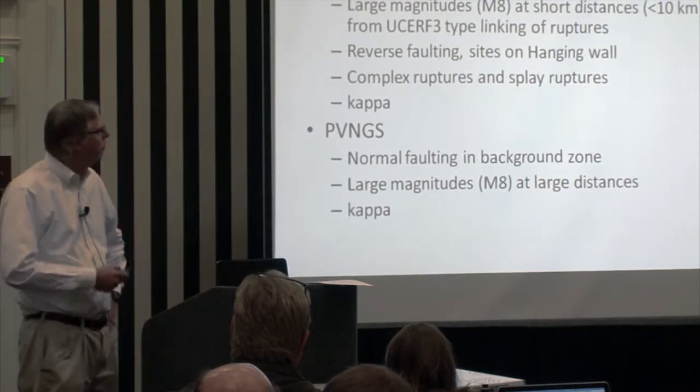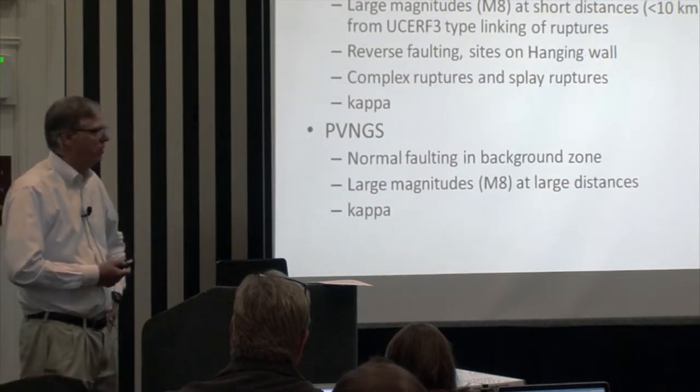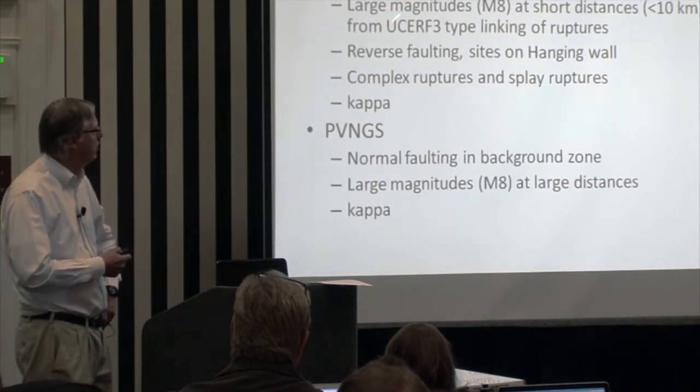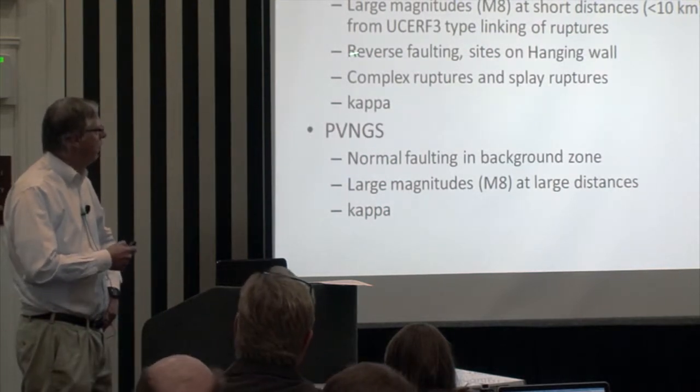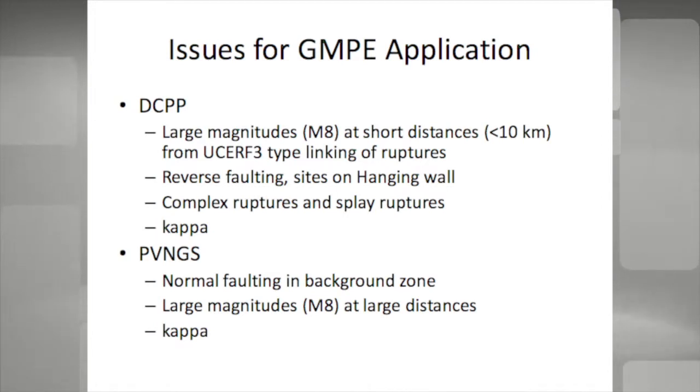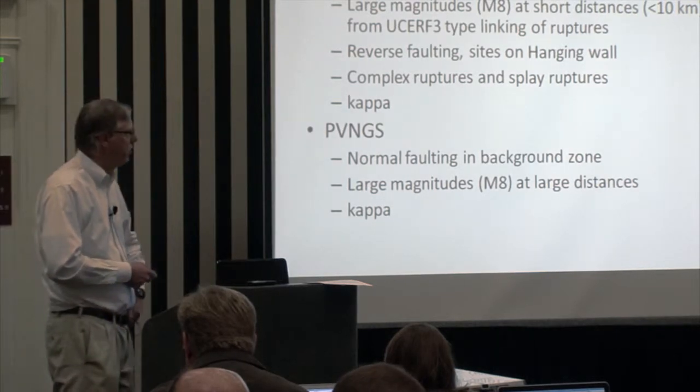So during our discussions today on the ground motion models, we want to talk about a few things about their applicability in general. So we're going to be looking at larger magnitudes than have been dealt with before. This is the USURF3 type of linking of ruptures, which is something that will be part of the source characterization. So magnitude 8 earthquakes at distances less than 10 kilometers need to be considered. We have reverse faulting with our sites on the hanging wall. So really that's part of what we've been focusing on. We're going to have to deal with these complex ruptures and splay ruptures, so how those are input. And you heard yesterday some different approaches for trying to handle that.